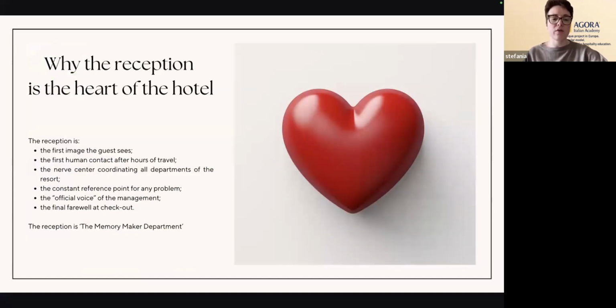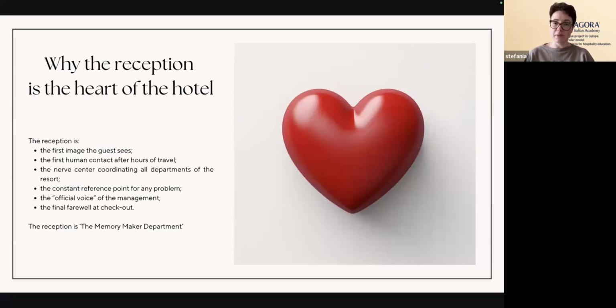Why is the reception the heart of the hotel? The reception is the first image the guest sees, the first impression, the first person the guest meets when arriving, the first human contact after travel, the nerve center coordinating all departments. So, like the heart is coordinating all our functions, the reception is coordinating all departments. The reference point for any problem of the guests, but sometimes for any problem of all the other departments.